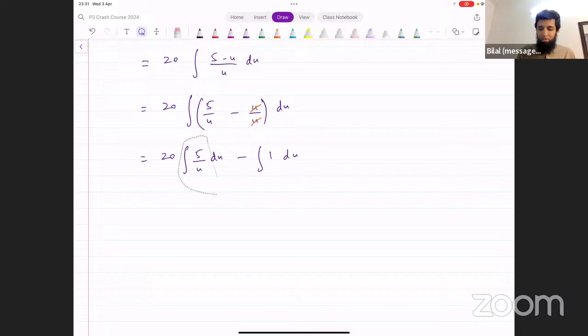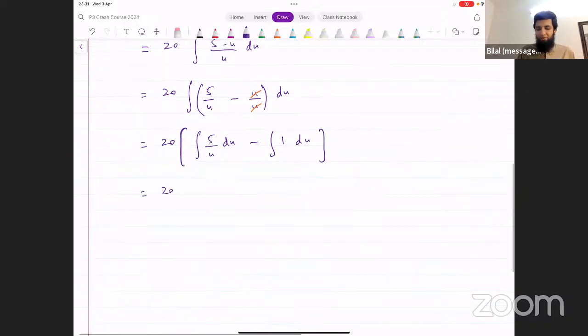Now, just remember, 20 is being multiplied with this whole thing. And now you just integrate it. Now I have written too many steps here. You could skip a couple of these steps as well, and that's perfectly okay. 20 into 5 over u. What's the integral of that? We could write 5 outside, and then integration of 1 over u is ln u. So it becomes 5 ln u minus integration of 1.